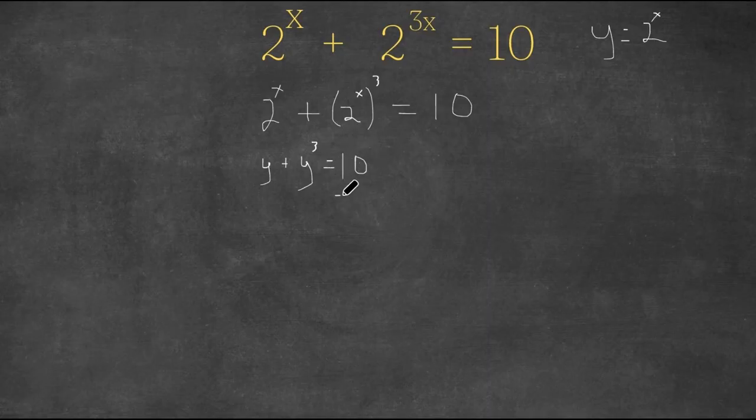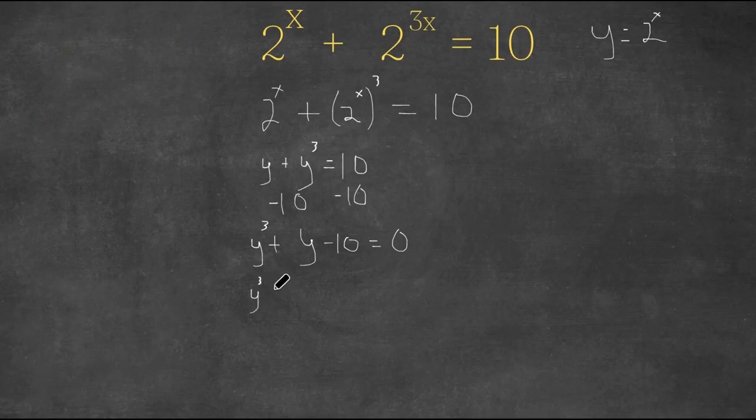Now we're going to subtract 10 on both sides. So we get, let me rewrite this in order of exponents, y to the power of 3 plus y minus 10 equals 0.